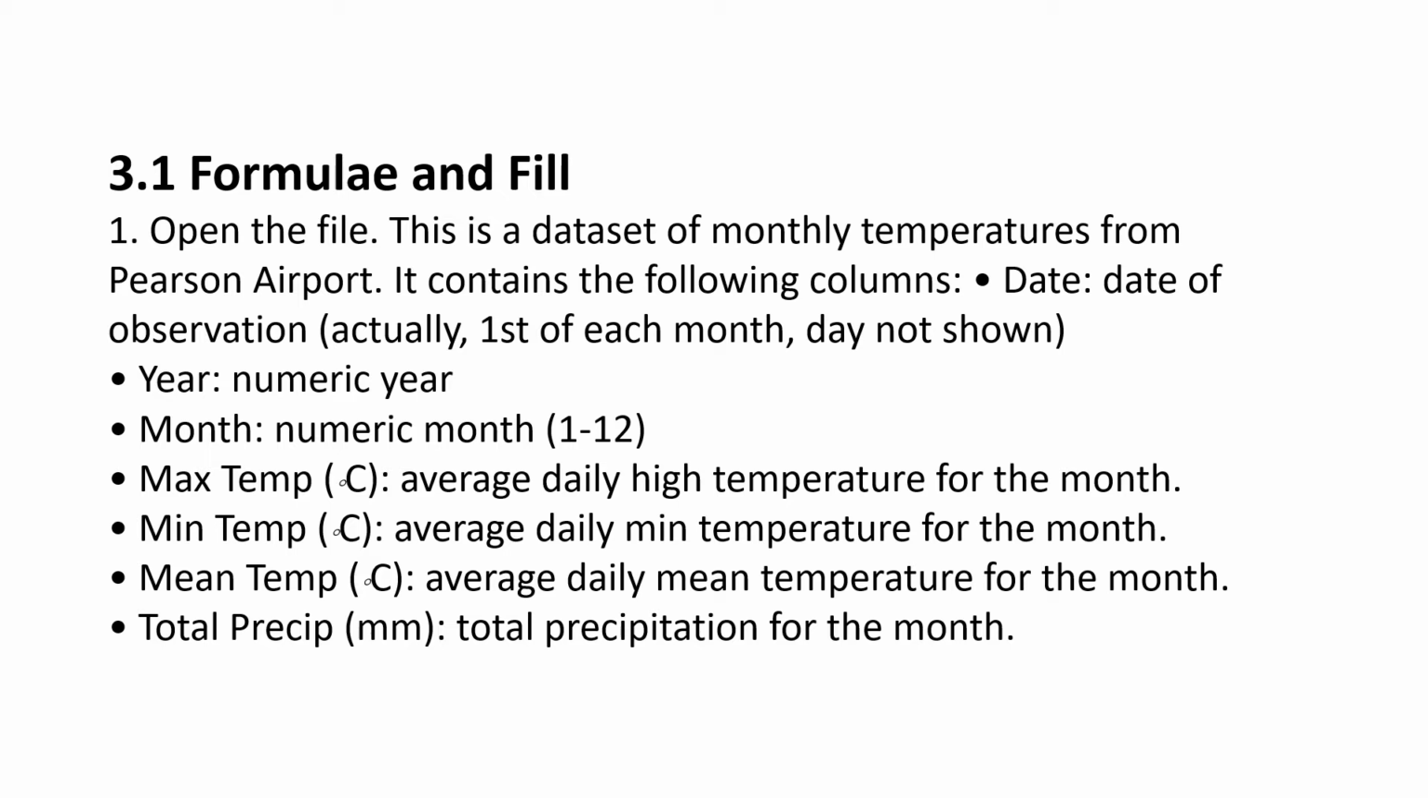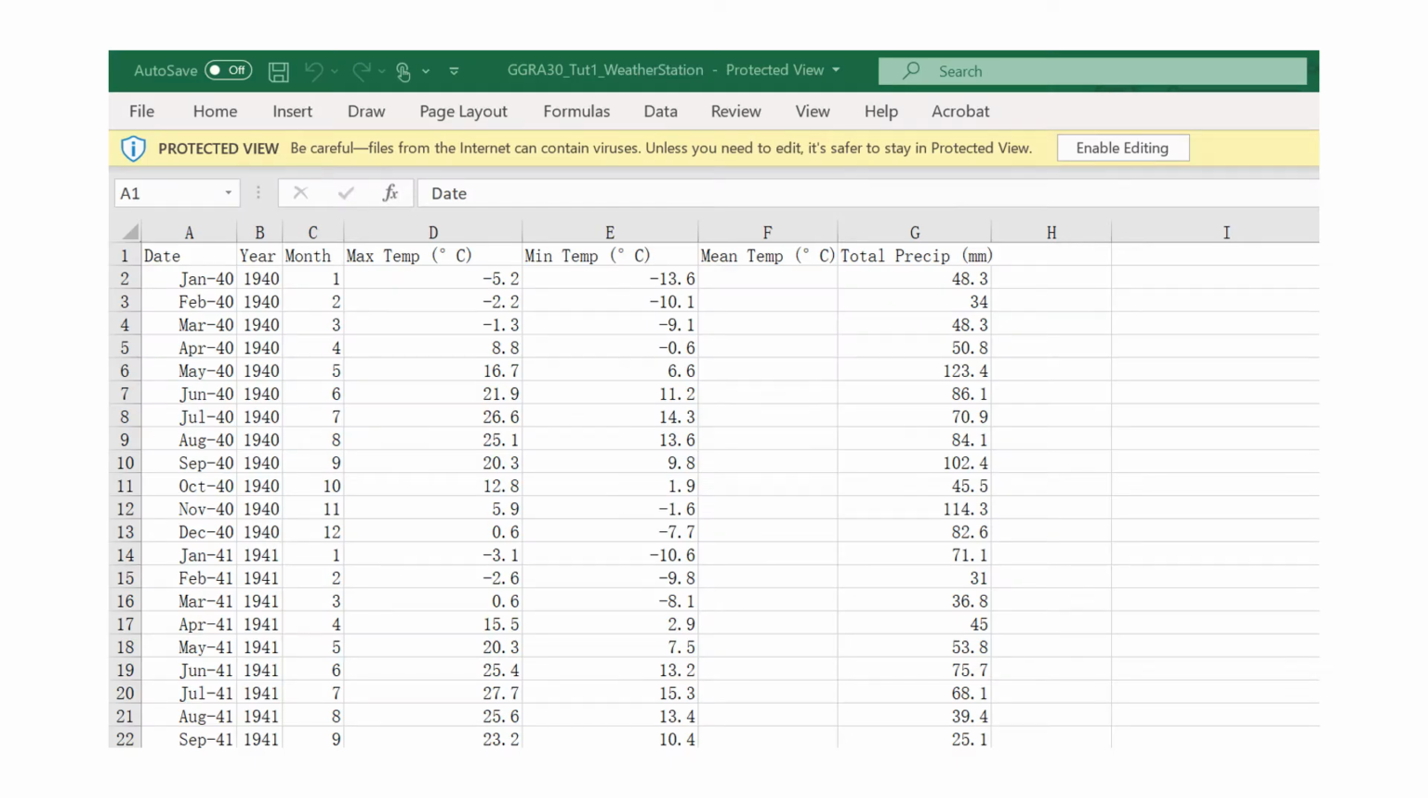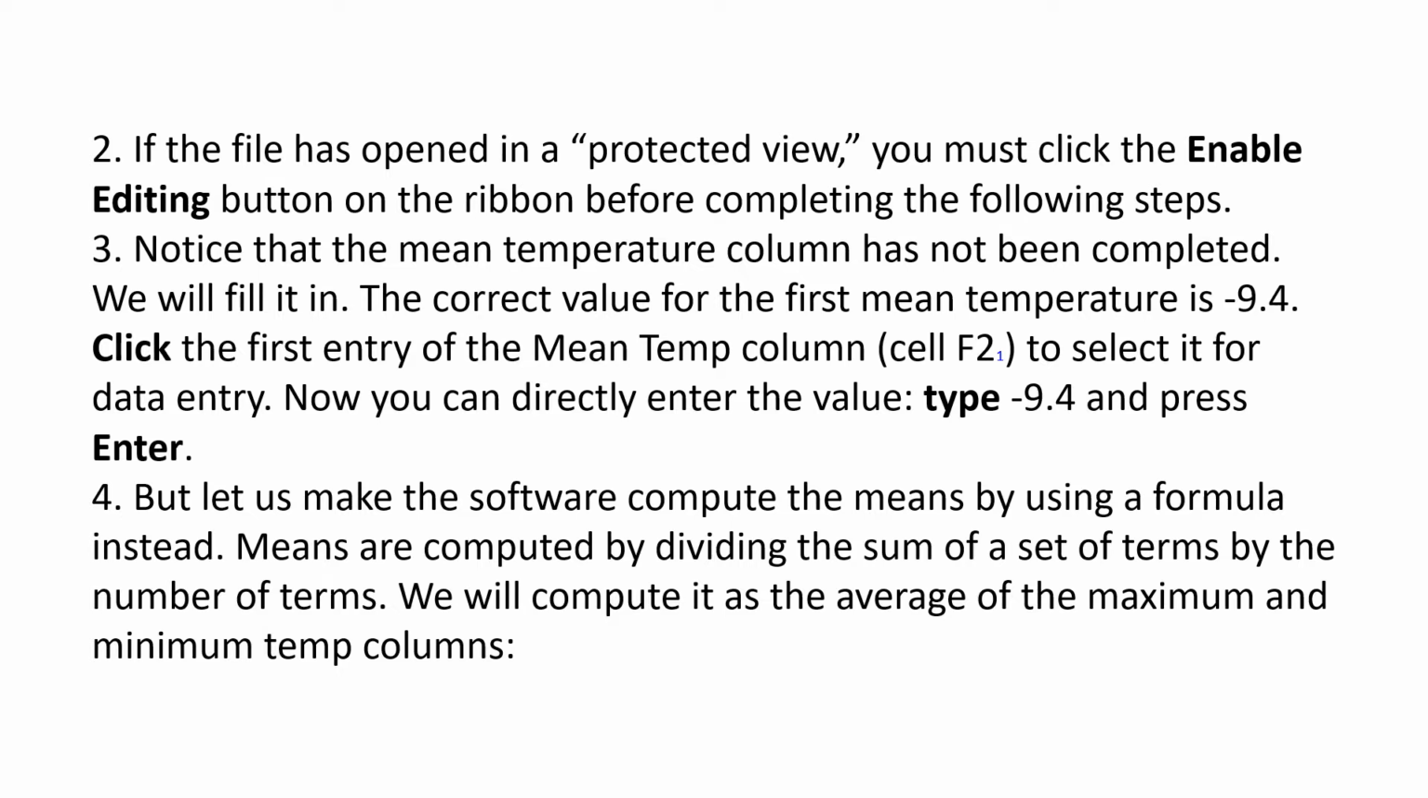The first task of this tutorial is to use formulas and fill in data in Excel. First, open the file. This is a dataset of monthly temperatures from Pearson Airport. It contains the following columns: date, year, month, temperatures, and precipitation. Here is the table. If the file has opened in Protected View, you must click the Enable Editing button on the ribbon before completing the following steps.